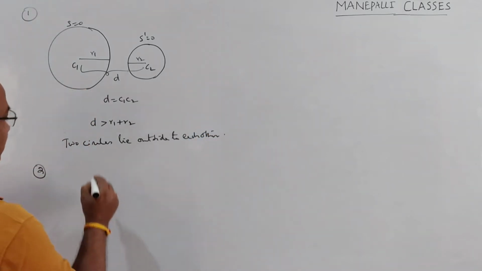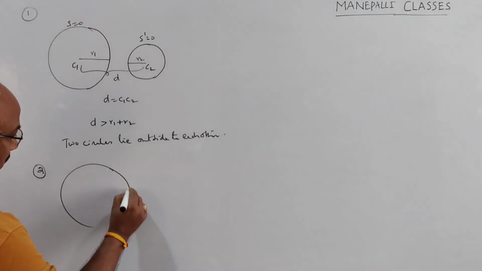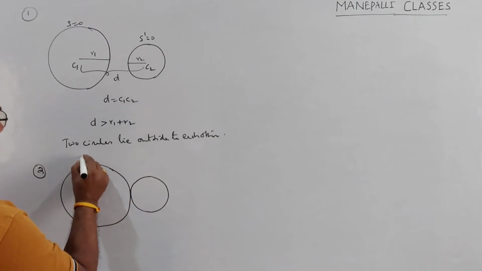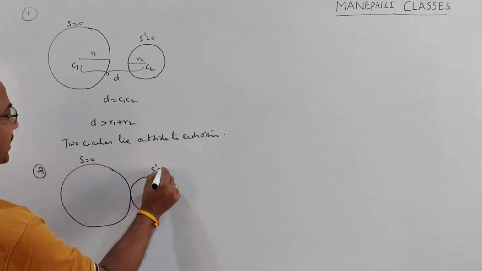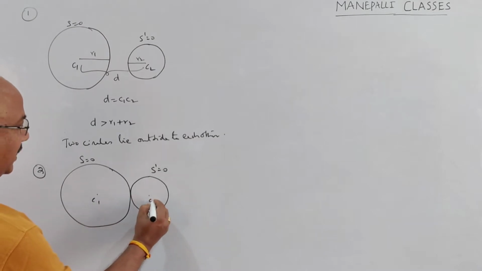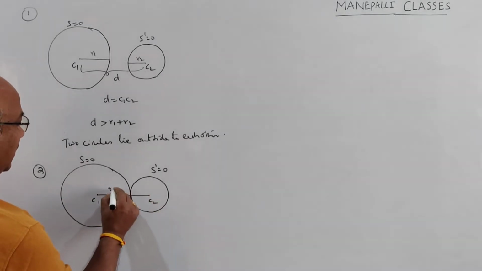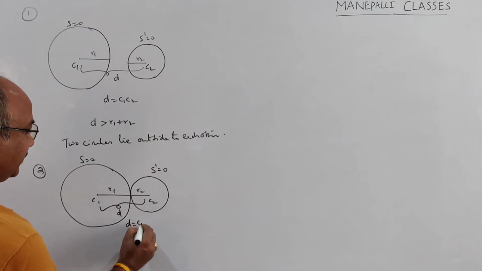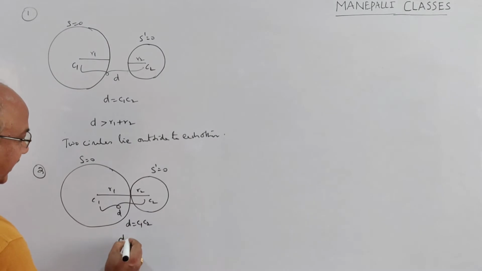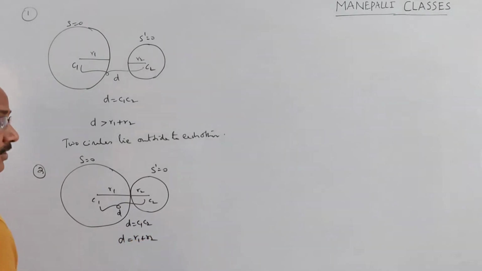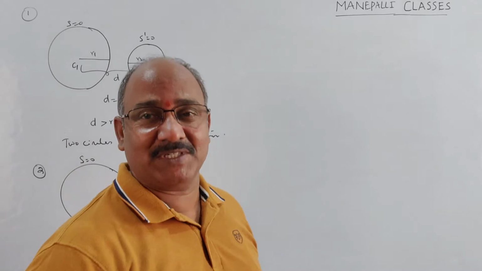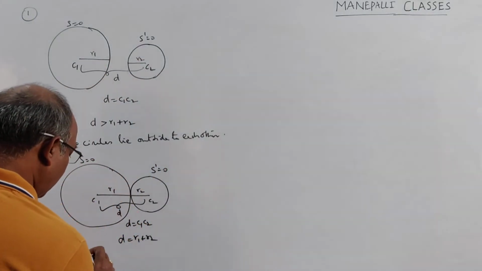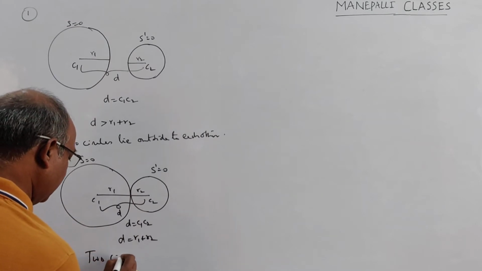Coming to the second case, S equal to 0 is the first circle, S dash equal to 0 the second circle, C1 and C2 are their centers, R1 and R2 are their radii, again this is D, D equal to C1 C2. Clearly here D is equal to R1 plus R2. So whenever D is equal to R1 plus R2, the circles touch externally. Two circles touch externally.